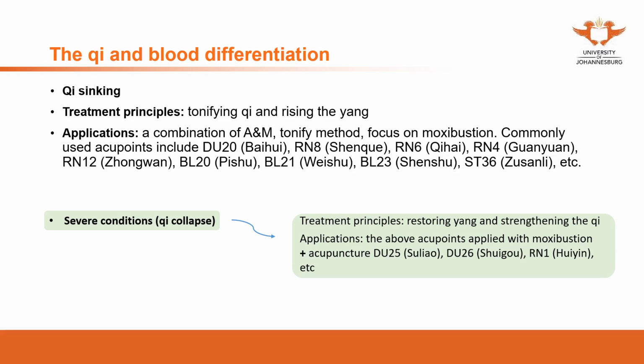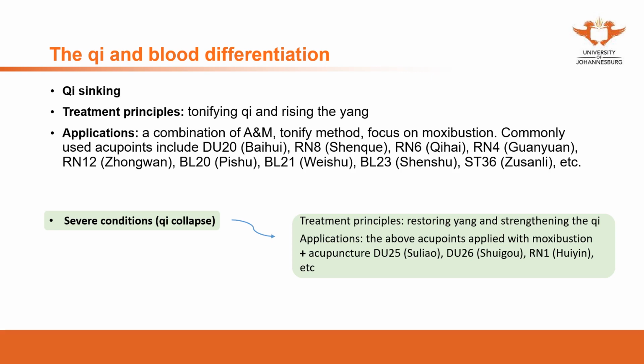Severe condition, Qi collapse. Restore the yang. For Qi collapse, you need to think about what symptoms or manifestations the patient may have. Qi collapse may be followed by blood deficiency or excess blood loss, as these two are related because of the relationship between the Qi and blood. We're going to strengthen the Qi. You can use the above points. We can add acupuncture for Du 25, 26, Ren 1.